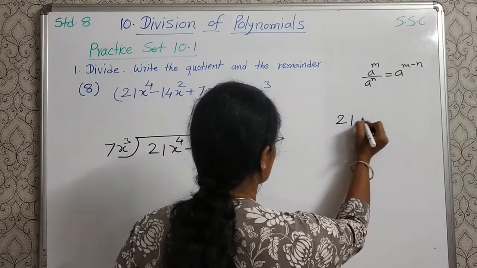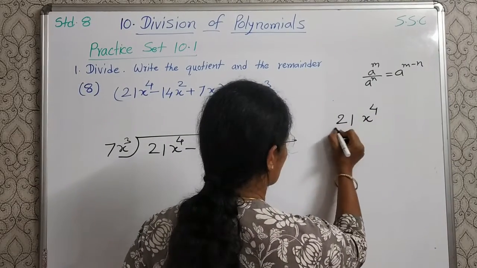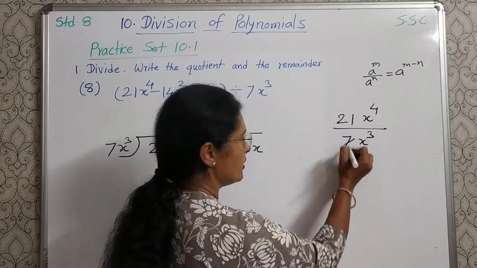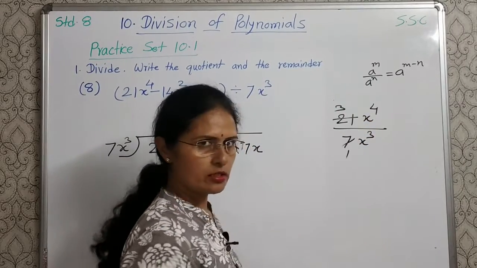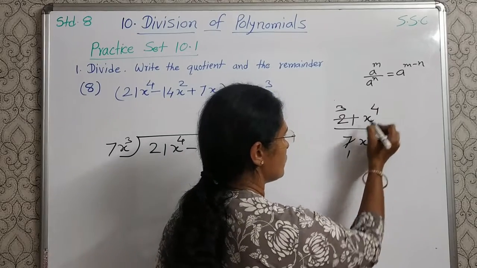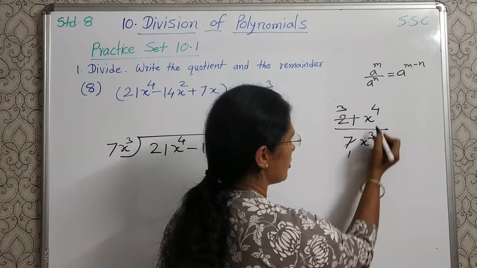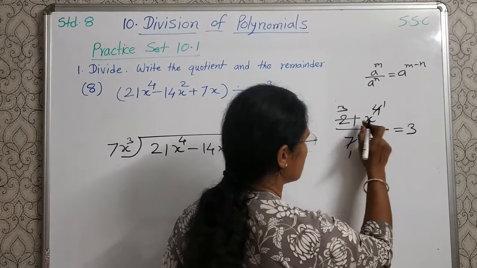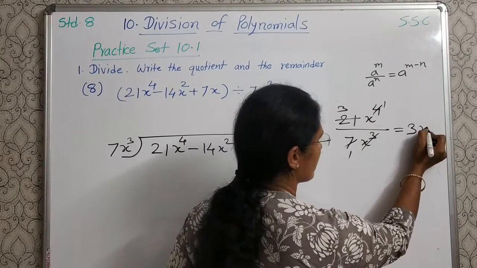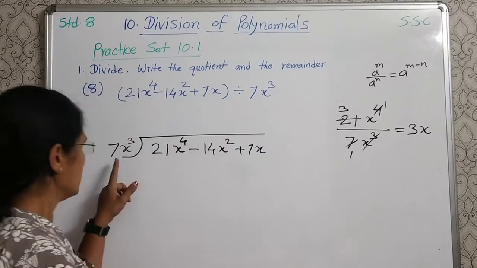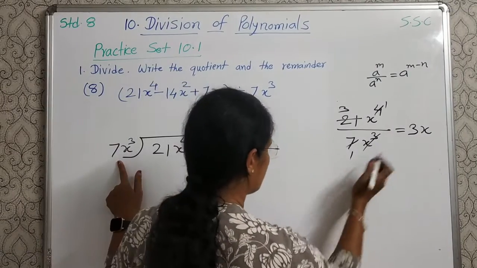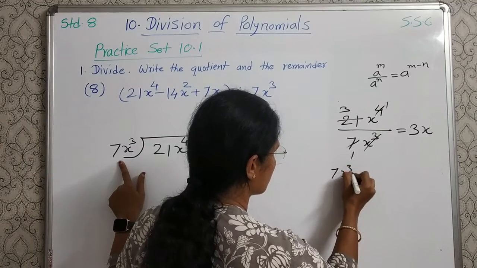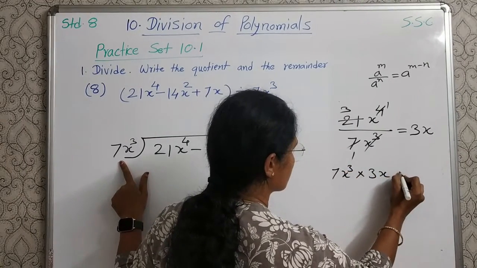So 21x raised to 4 by 7x cube. Simplify. 7 ones are 7, 7 threes are 21. X raised to 4 by x cube. Using this law, 4 minus 3 is 1. So the quotient is 3x. Quotient is 3x. Now multiply the divisor and quotient. This is the divisor and quotient.